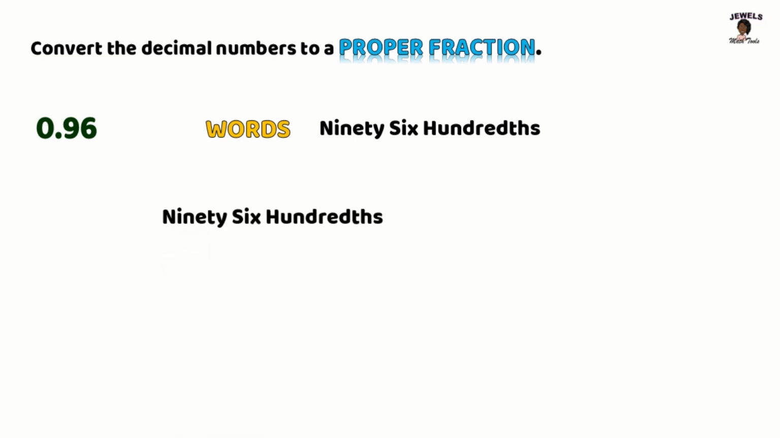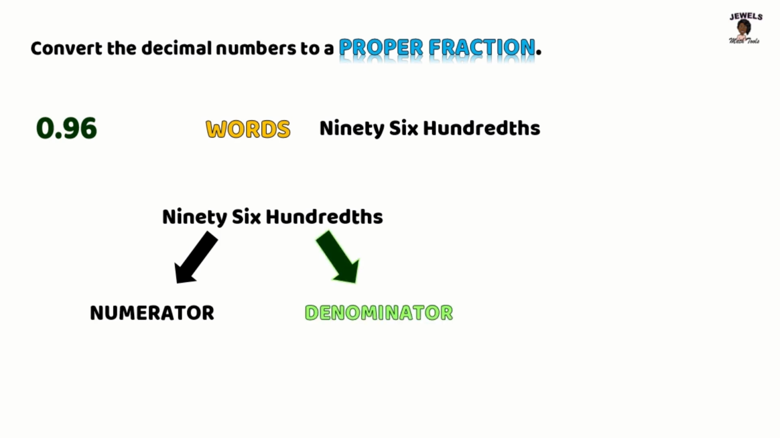Okay, so now let's look at 96 hundredths. Remembering that our number 96 represents our numerator and the hundredths represent the number for our denominator. So as a fraction, this would be 96 in my numerator and 100 in my denominator, which is 96 hundredths as a fraction. Now this fraction can also be reduced, so we're going to be reducing this fraction as well.